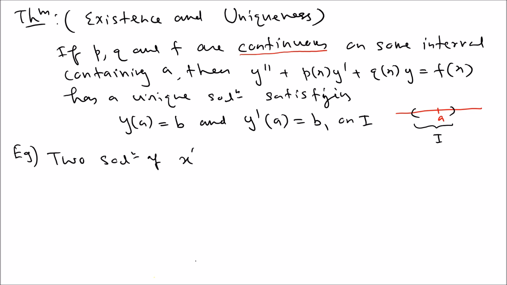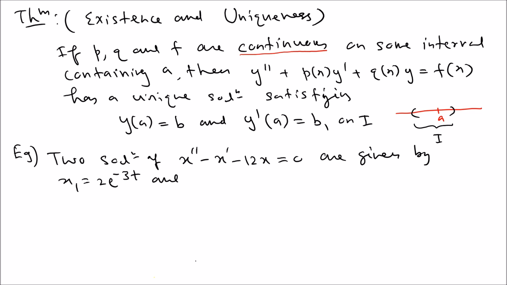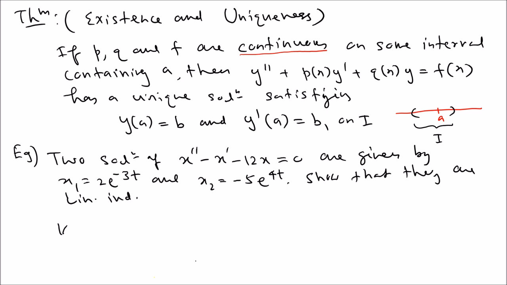Two solutions of x double prime minus x prime minus 12x equals 0 are given by x1 equal 2e^(-3t) and x2 equal negative 5e^(4t). To show that they are linearly independent, we can use a Wronskian test for that.